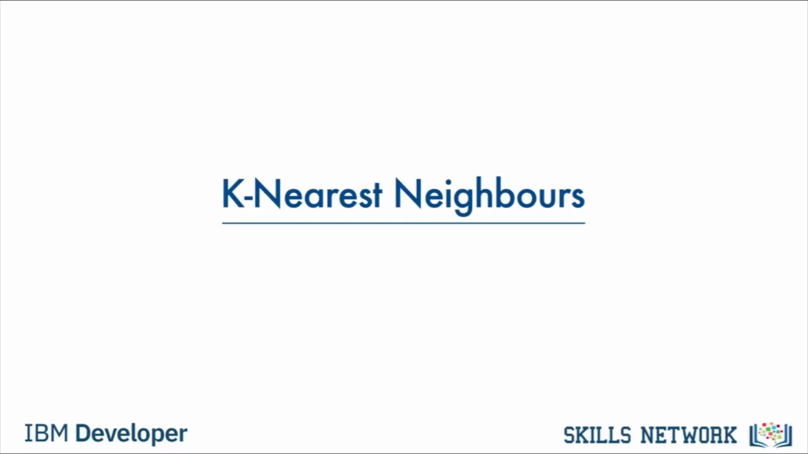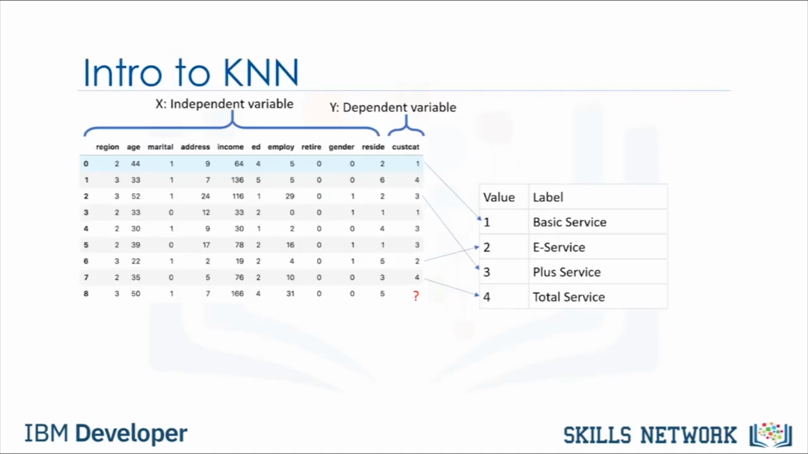Hello and welcome. In this video, we'll be covering the k-nearest neighbors algorithm. So let's get started. Imagine that a telecommunications provider has segmented its customer base by service usage patterns, categorizing the customers into 4 groups. If demographic data can be used to predict group membership, the company can customize offers for individual prospective customers. This is a classification problem.